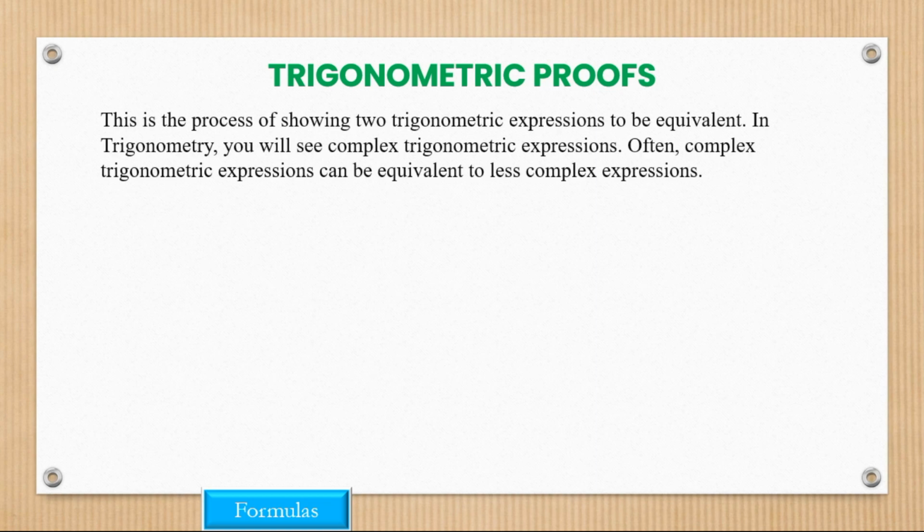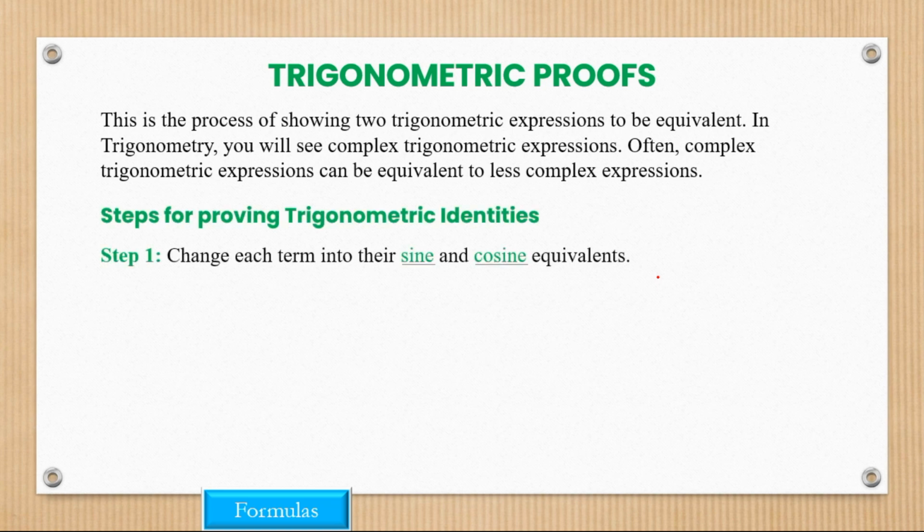Alright, so next we're going to move on to trigonometric proofs. Now, this is where we're going to apply the different formulas that we've actually derived. So this is the process of showing two trigonometric expressions to be equivalent. In trigonometry, you'll see complex trigonometric expressions. Often, complex trigonometric expressions can be equivalent to less complex expressions. So this is how we actually prove different identities.